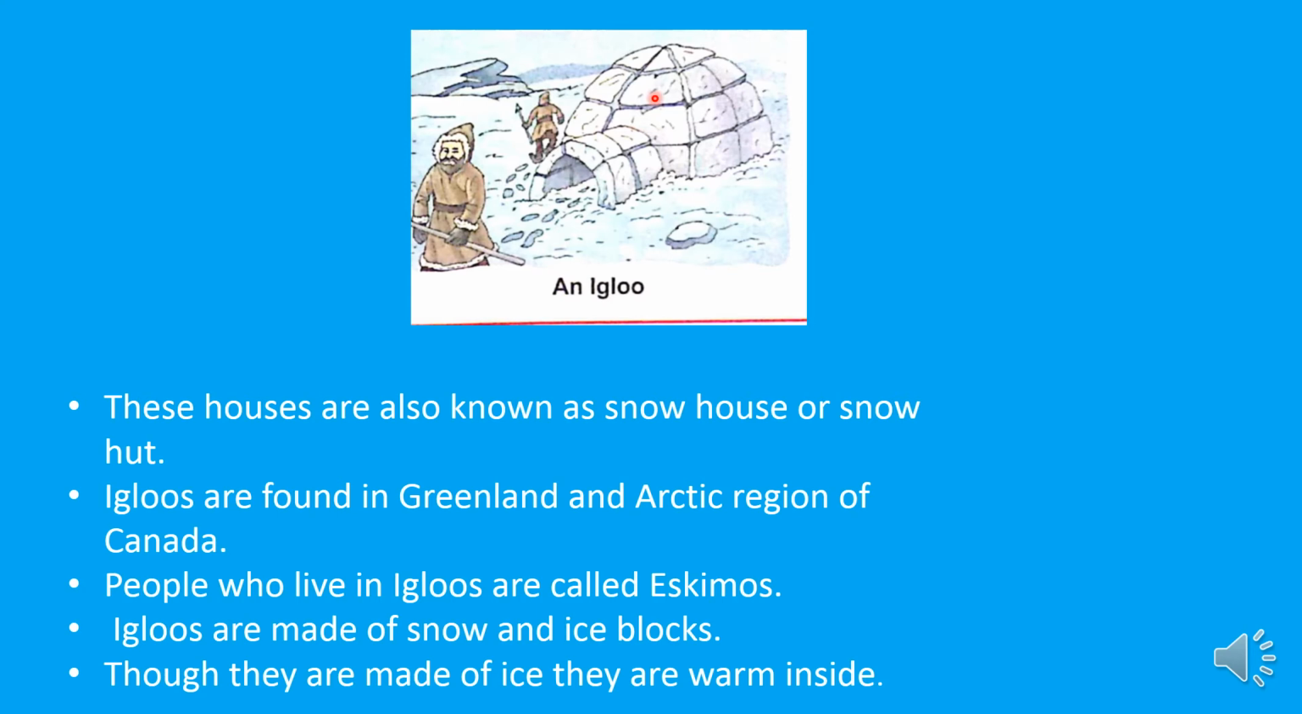Did you understand, children? Igloos are houses built by Eskimos with solid ice cubes in a semicircular shape. They make such houses when they go for hunting.